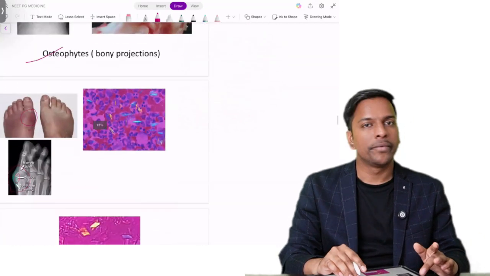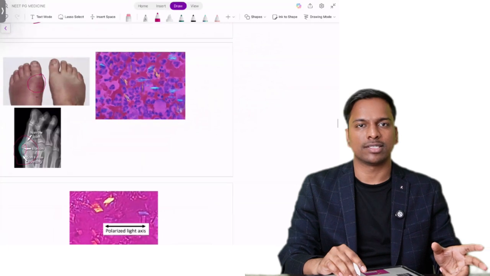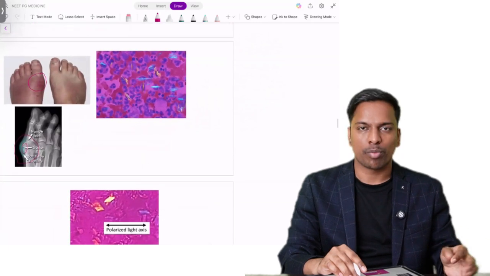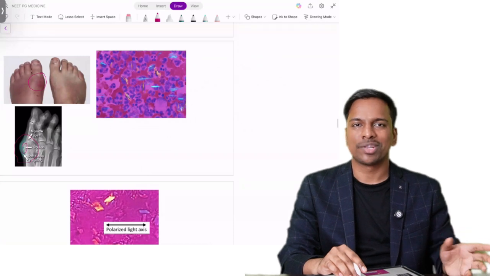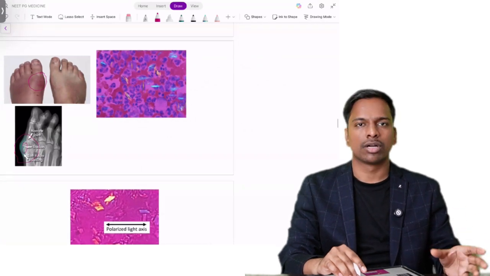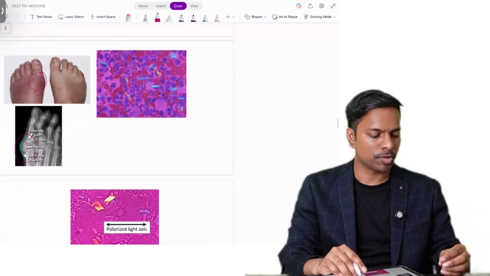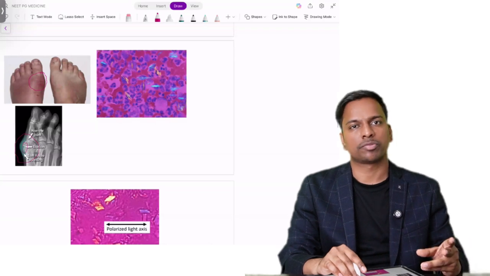Coming on to the new topic, that is again crystallopathies, very important in rheumatology. In crystallopathies, we have two things. One is gout and the second is pseudogout. Commonly, gout is caused by uric acid crystal deposition. Pseudogout is caused by calcium pyrophosphate deposition.